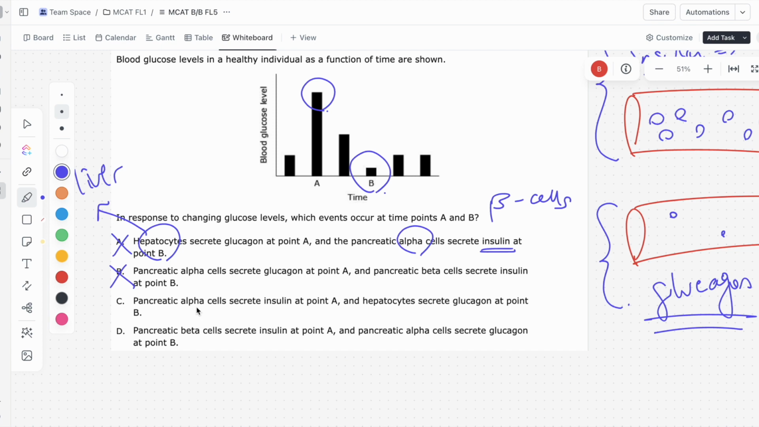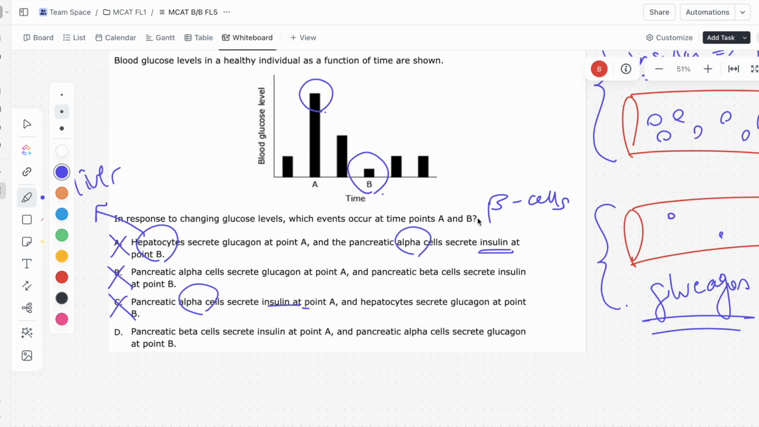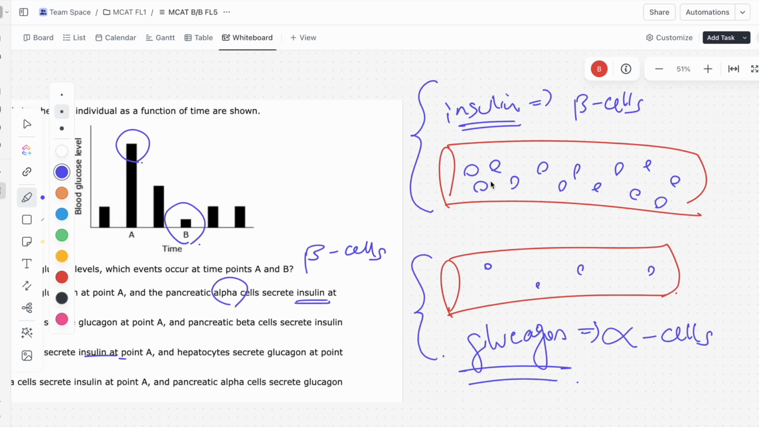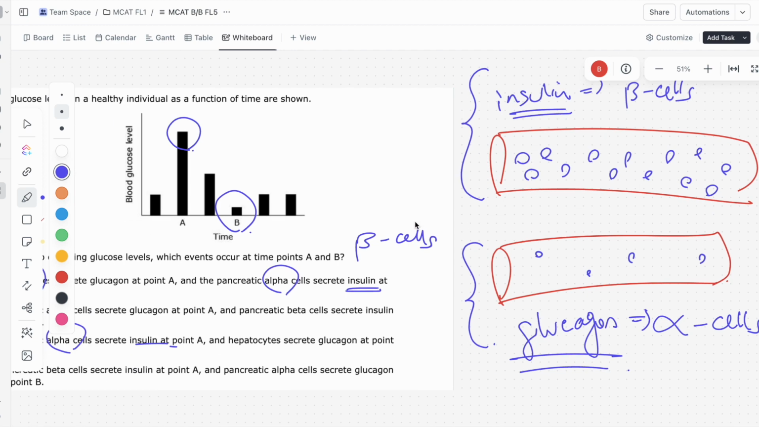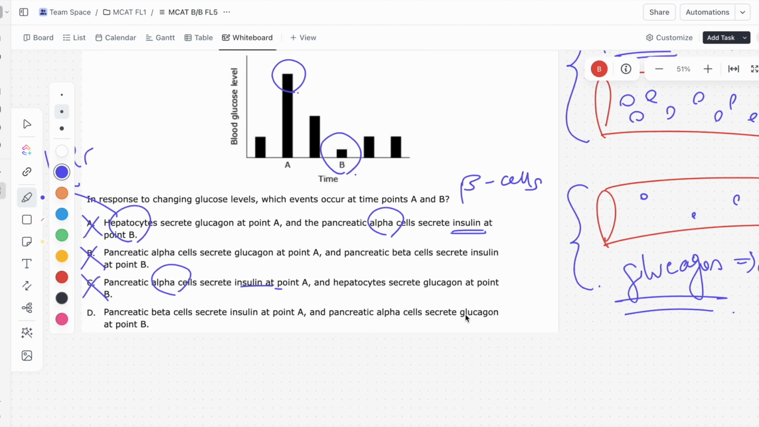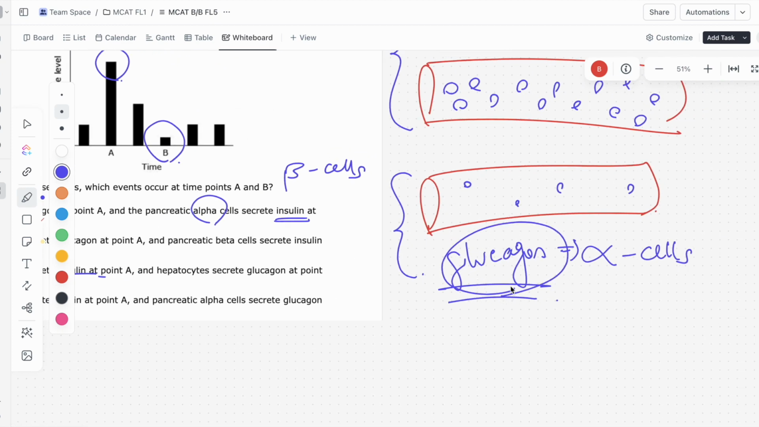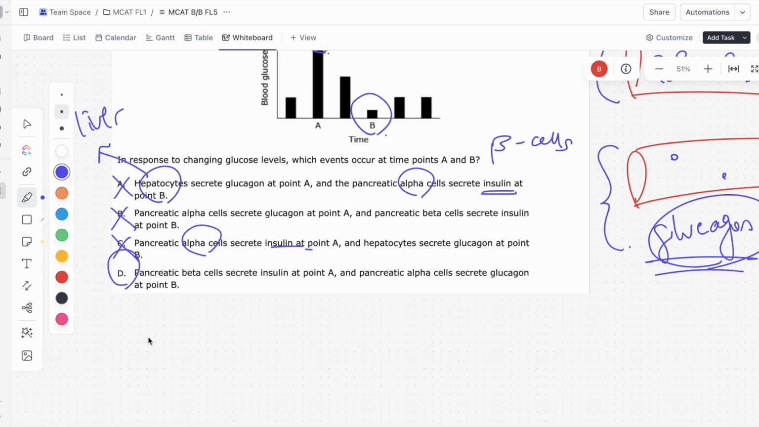C says pancreatic alpha cells secrete insulin at point A. Well, that's incorrect. Remember, alpha cells don't secrete insulin. It's beta cells. So that leaves us with D. It says pancreatic beta cells secrete insulin at point A, which makes sense. Insulin is going to be secreted by beta cells to get that glucose out of the blood into the cells. And pancreatic alpha cells secrete glucagon at point B. So we have low blood glucose levels, then we're going to have the alpha cells secreting glucagon to get glucose into the blood to other cells that might need it, making D the correct answer choice here.